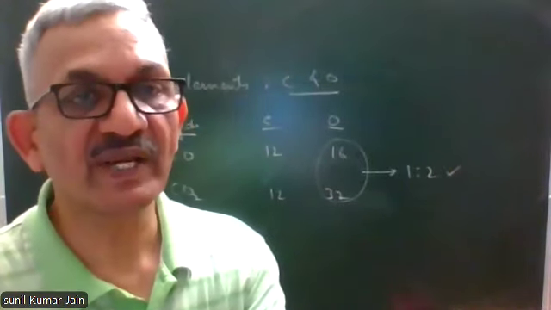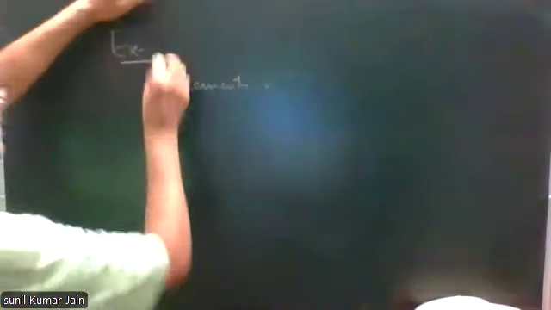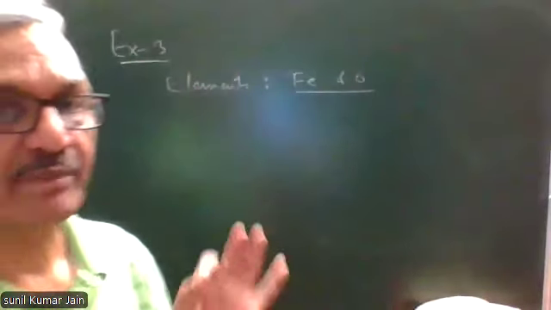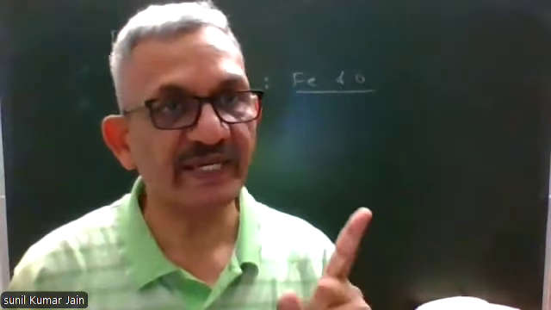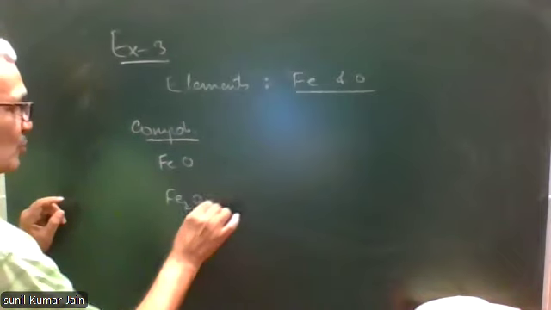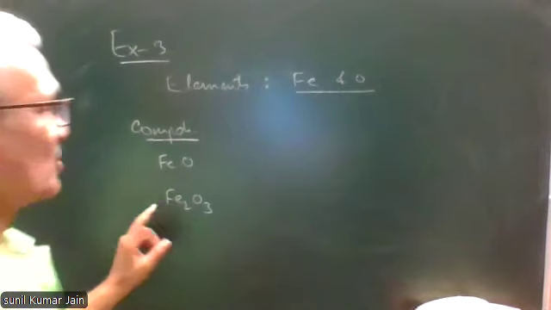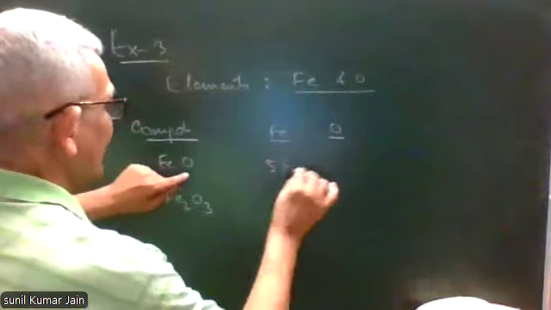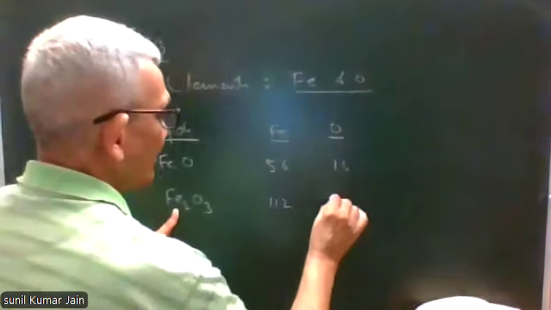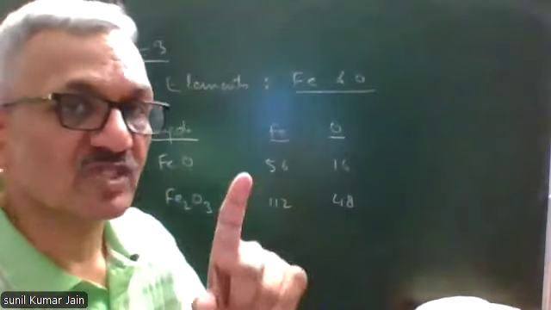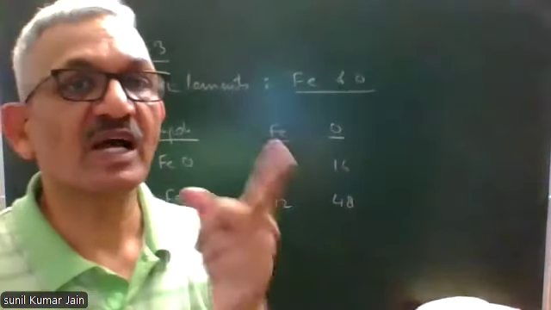Now, third example in which we'll have to do some calculation, slight calculation. I'm considering elements iron and oxygen. Iron and oxygen combine to form two oxides, ferrous oxide and ferric oxide. So these compounds are FeO and Fe2O3. FeO is ferrous oxide, Fe2O3 is ferric oxide. Atomic weight of iron is 56. So 56 combines with 16. In the second case, 112 combines with 48. Mass of none of the two elements in these two compounds is same. This is not same, this is not same. It means now we'll have to do some calculation.